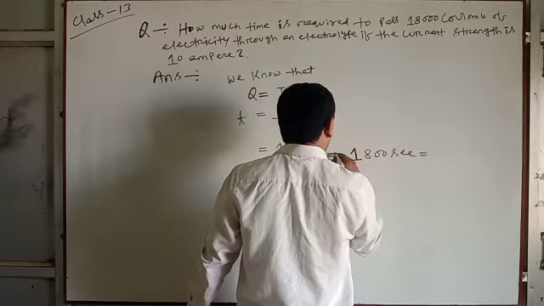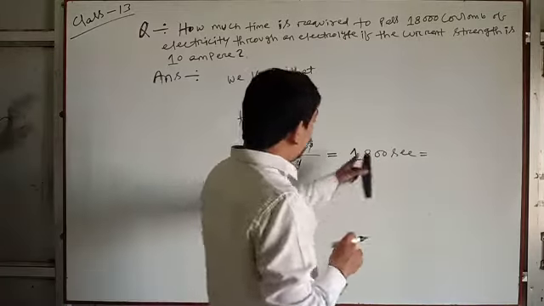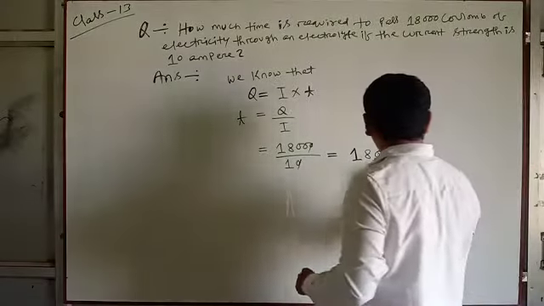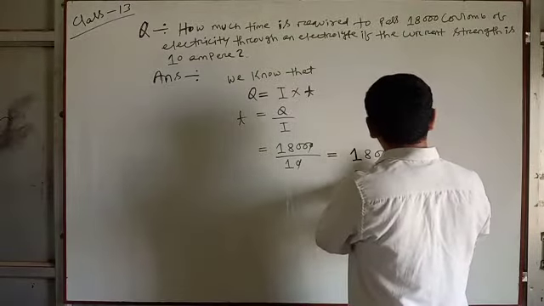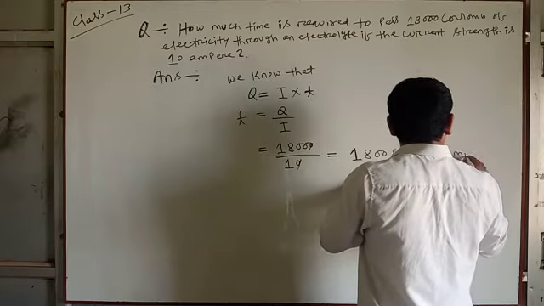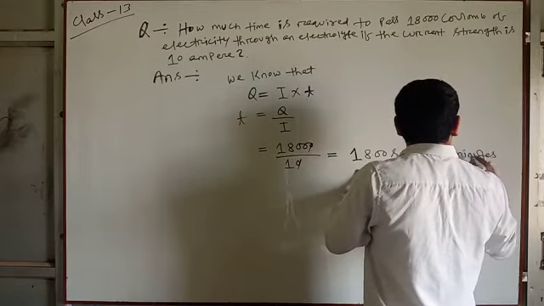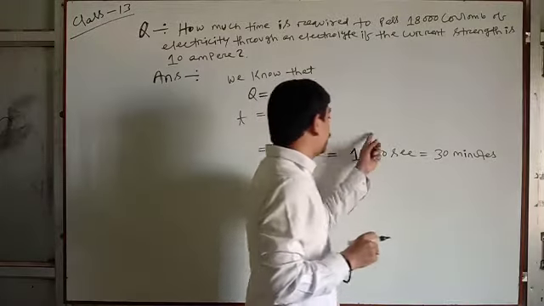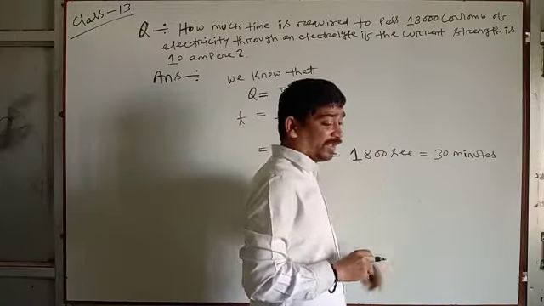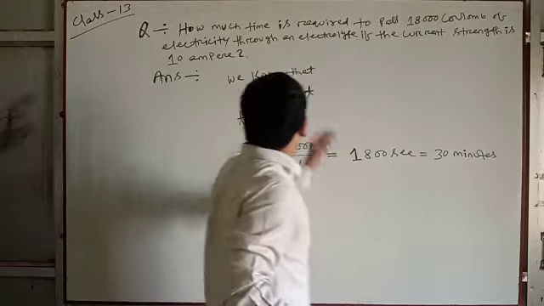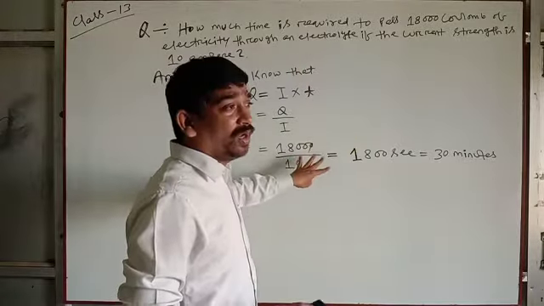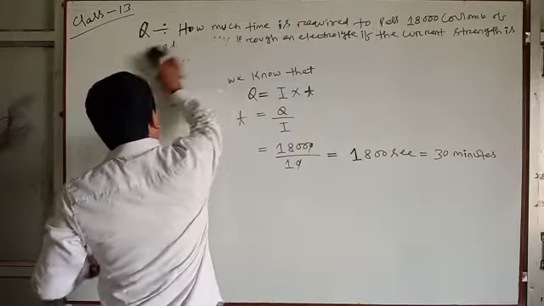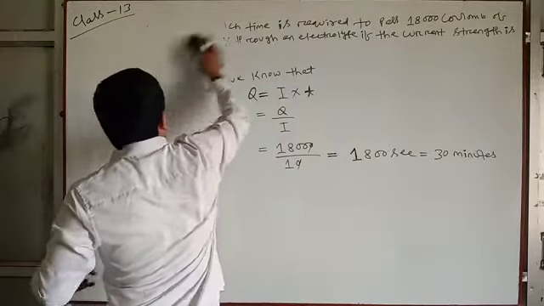Clear? So if you convert it into minutes, how many minutes? You have to divide by 60. So 30 minutes. If you convert into minutes, that will be 30 minutes; in seconds, 1800 seconds. So this is also an important question for your council exam. Next questions.